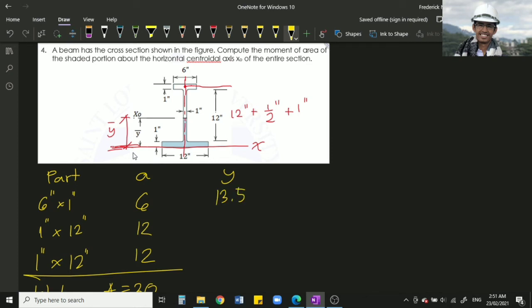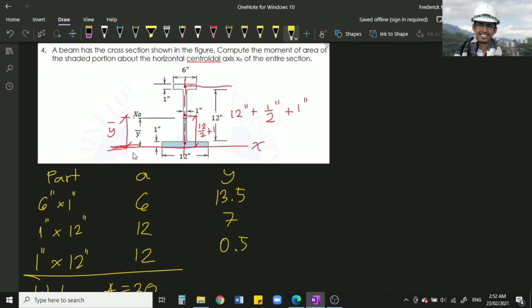And for the second material, its centroid is somewhere here, at the middle of the rectangle. So what will our distance be here? This will be 12 over 2 plus 1, so that will be 6 plus 1, that will be 7. And for the last material, its centroid is here, at the middle. So it's just 0.5. So that will be 0.5.